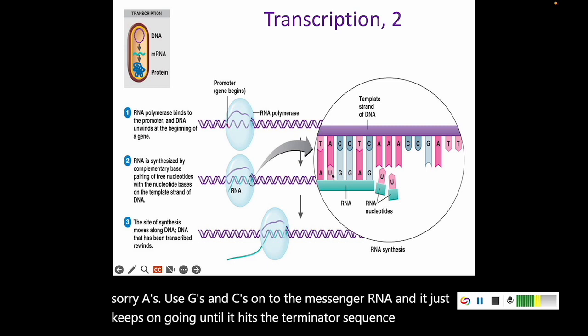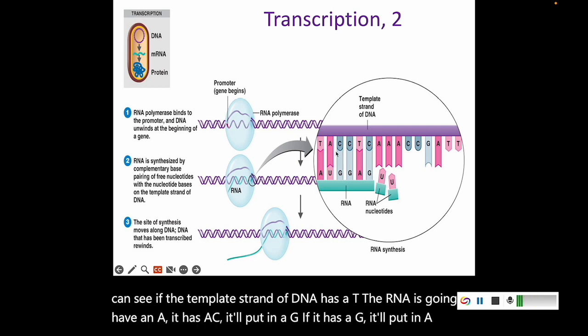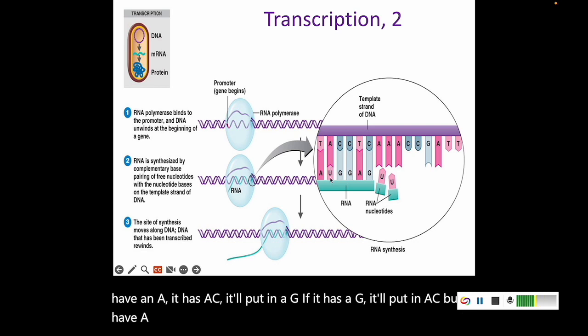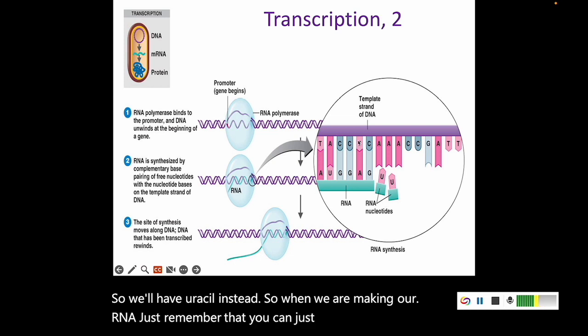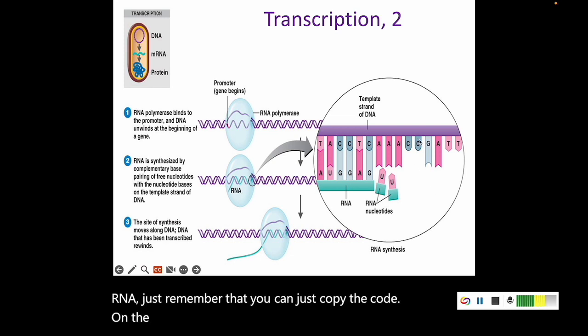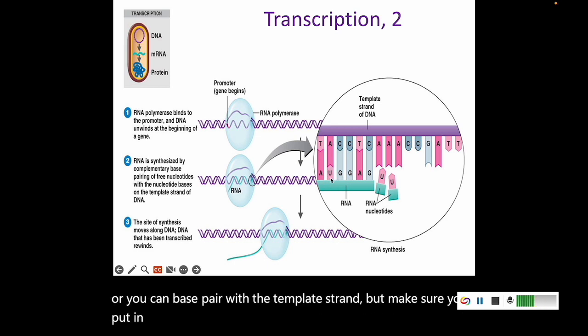So here you can see if the template strand of DNA has a T, the RNA is going to have an A. If it has a C, it'll put in a G. If it has a G, it'll put in a C. But if it has an A, RNA is now going to put in a U. So we'll have uracil instead. So when we are making our RNA, just remember that you can just copy the code on the template, or you can copy the code on the coding strand, or you can base pair with the template strand, but make sure you put in U's, uracils, instead of T's.